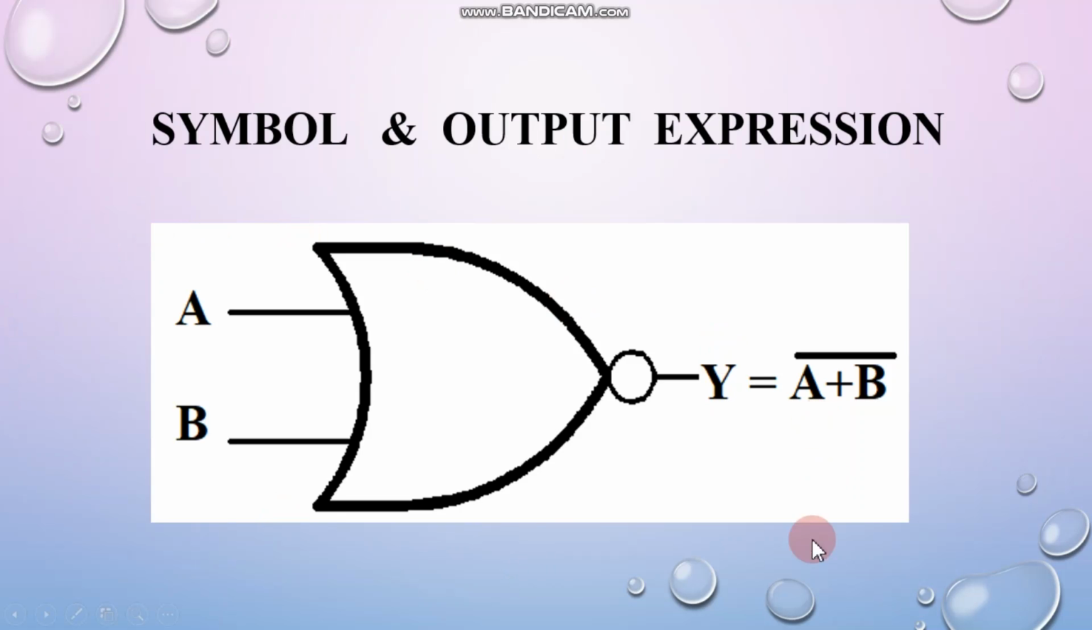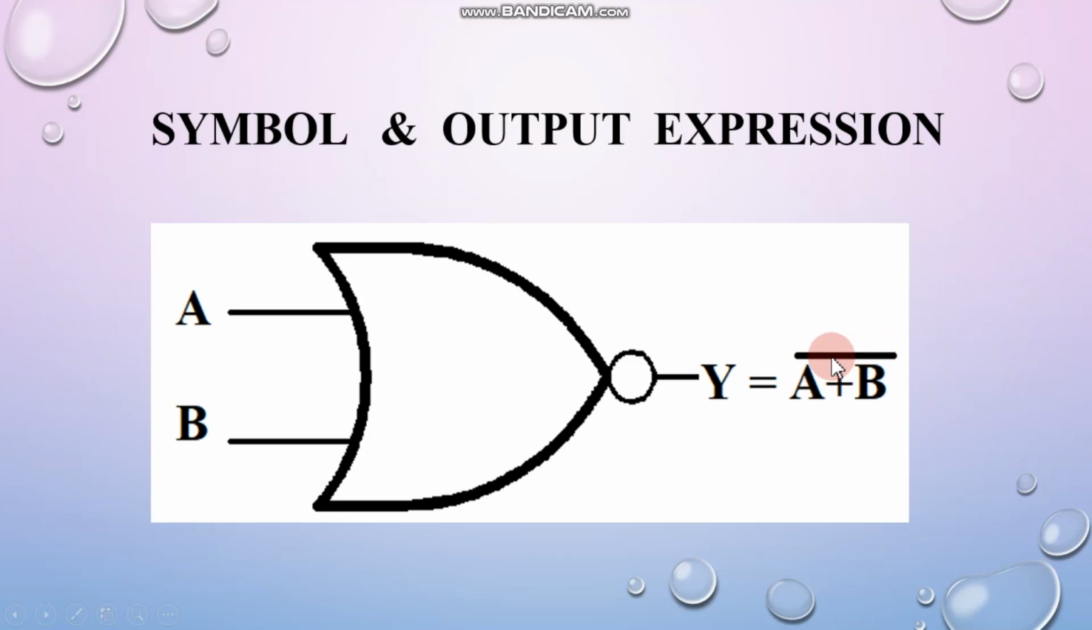Now see, in the diagram, I have two inputs, A and B. Inputs are marked as A and B, and the output is marked as Y, capital Y. And there is a bubble at the output side. The circular portion towards the output side is called a bubble. What this bubble indicates is inversion. It inverts the output result. So Y equals A plus B, the whole bar, where the bar means inversion.